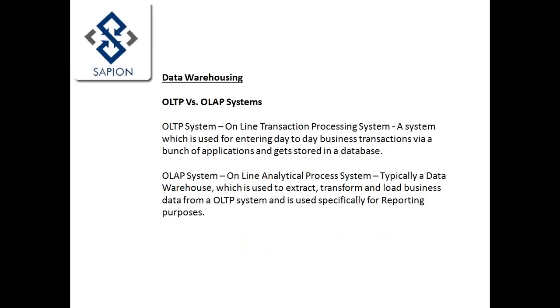Let's talk about some concepts in data warehousing. All right. OLTP systems versus OLAP systems. What are OLTP systems versus what are OLAP systems in a data warehousing scenario? OLTP systems are those systems which are used specifically to enter business transactions on a day-to-day basis. OLTP systems are nothing but a bunch of applications through which the users enter business transactions and the data gets stored in a database. Classic example of a retail OLTP system.